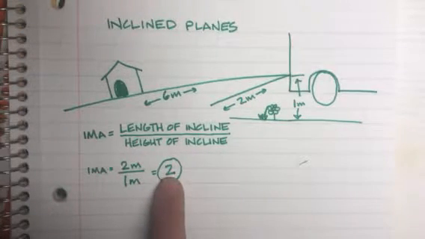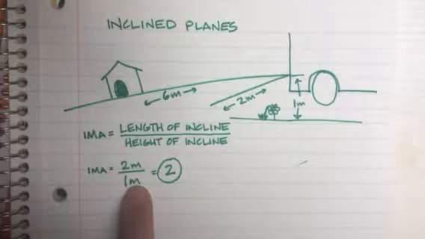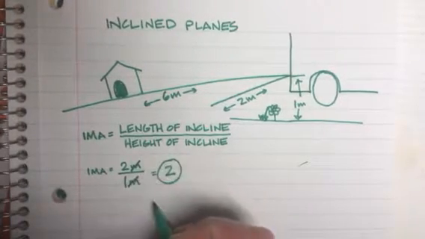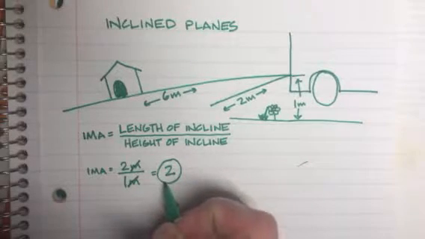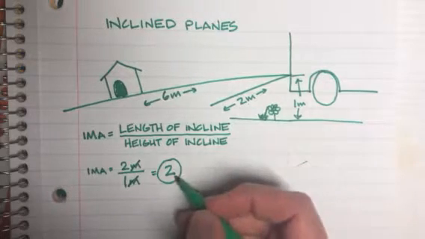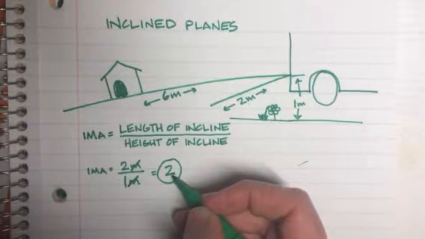It's just a relationship. If you like math and you like to cancel things, then certainly you can do that. And that's another way to look at this. If we take 2 meters divided by 1 meter, we can cancel those m's, right? Leaving us with 2 over 1, which is 2. So this one, the 2-meter ramp, has a mechanical advantage of 2.